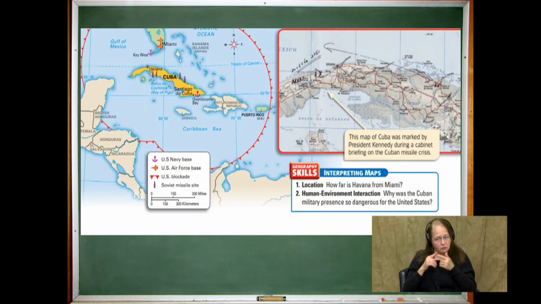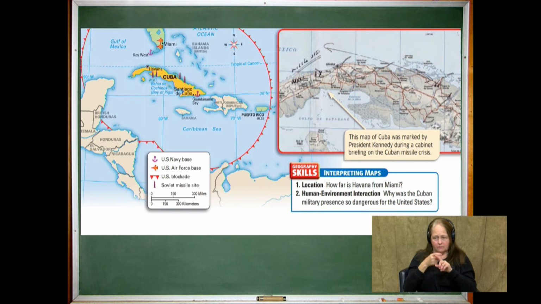If you look at your map, and all maps have a legend or a map key, this one is no different. Let's put these map skills to work. If you look, all of the rocket ships that you see on the island of Cuba are Soviet missile sites. If you look north of Cuba, there's Miami, less than 100 miles away.